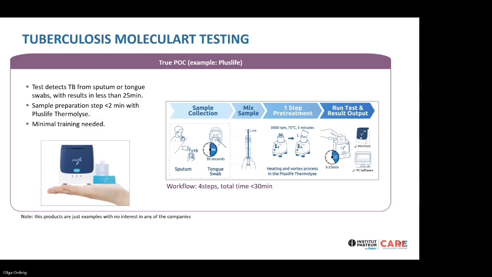Another interesting thing is if you want to get closer to people, you also have to think about which samples you are going to use. And this test, apart from sputum, is also validating tongue swab. And this is going to be very interesting for those people who cannot expectorate, like elderly people or infants who cannot give this type of samples. So that makes it even more accessible to the real needs, right?